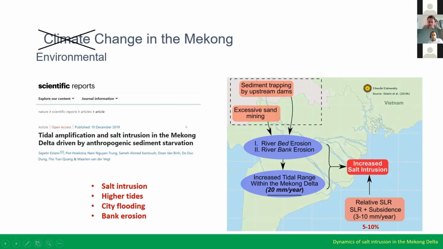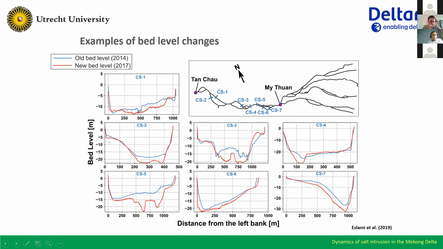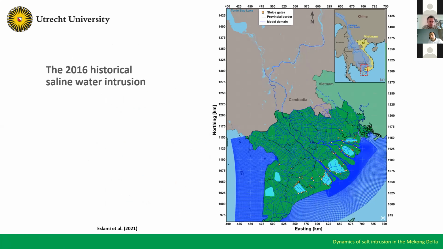These changes in riverbeds have also been observed on multiple occasions. For instance, in some of these cross sections, as you see, between 2014 and 2017, there has been up to 5-6 meters of erosion observed. In fact, if we look at the 2016 historical event, this was the salinity that was observed, and we had that in the model as well.